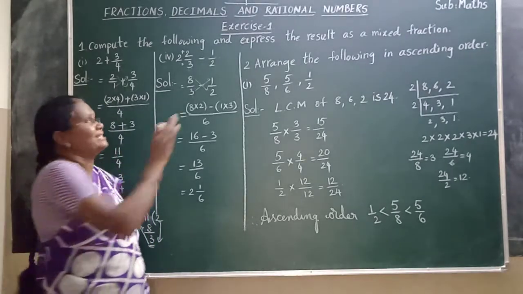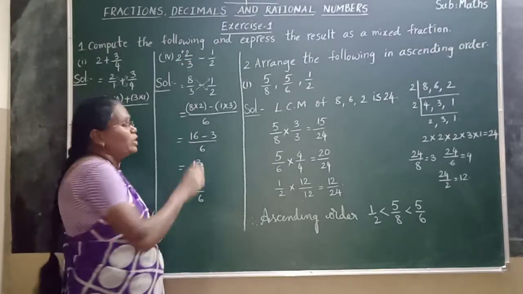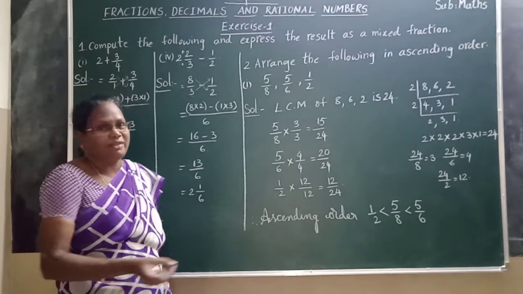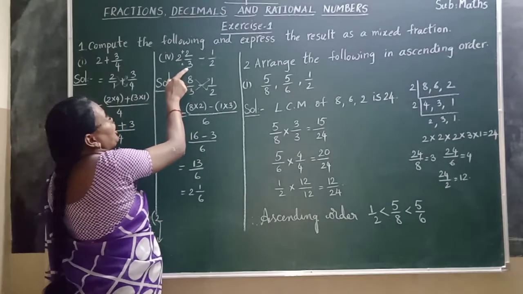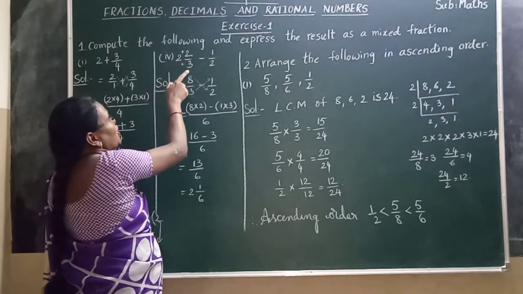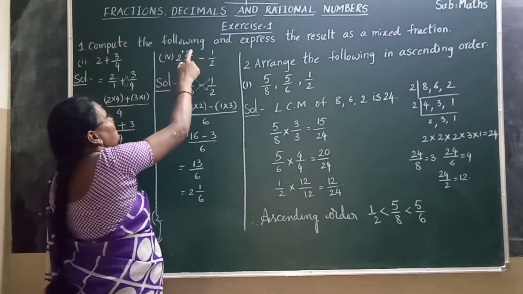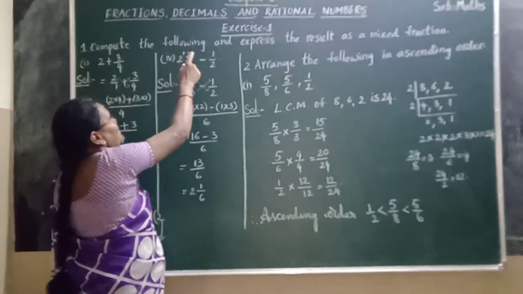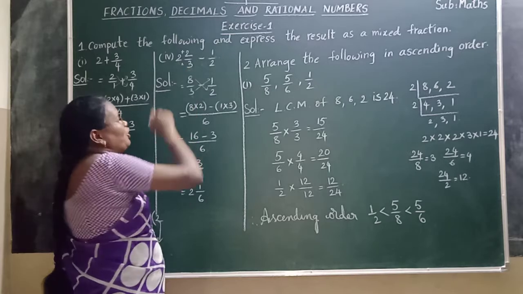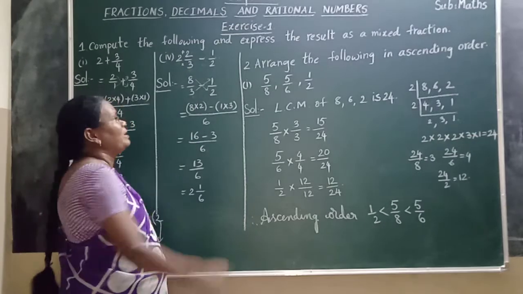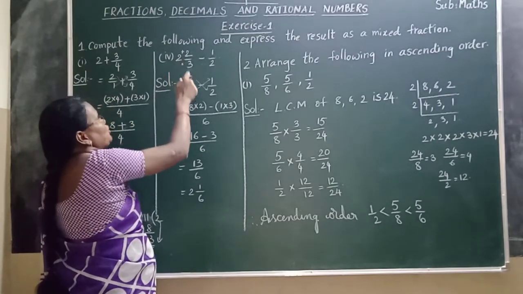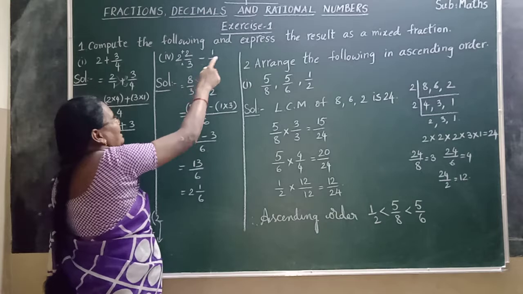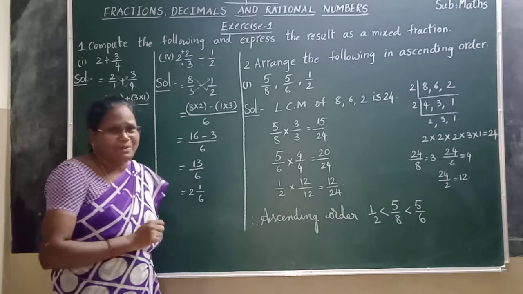Once again listen, children. This mixed fraction, how can we convert it into an improper fraction? First multiply the denominator into the whole number, plus the numerator, over the denominator. 3 2s are 6. 6 plus 2 is 8. 8 by 3 minus 1 by 2 is written the same as this.